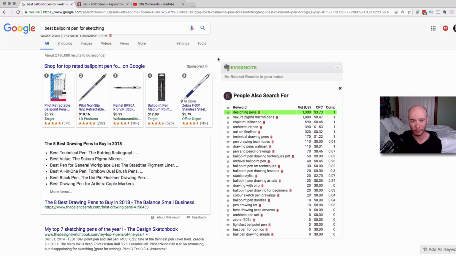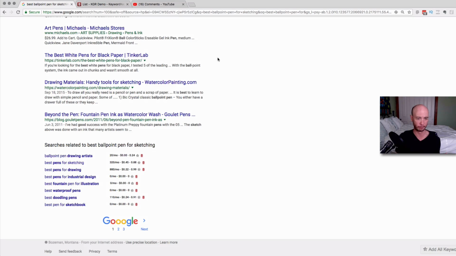So the next thing I'm going to do is scroll down to the bottom, and then we see related searches to what we're looking for, right? So best ballpoint pen for sketching. Again, these are some of the related ones that we saw up there. And Keyword Keg is telling us that there are 880 searches for drawing, but for industrial design, that's 0.